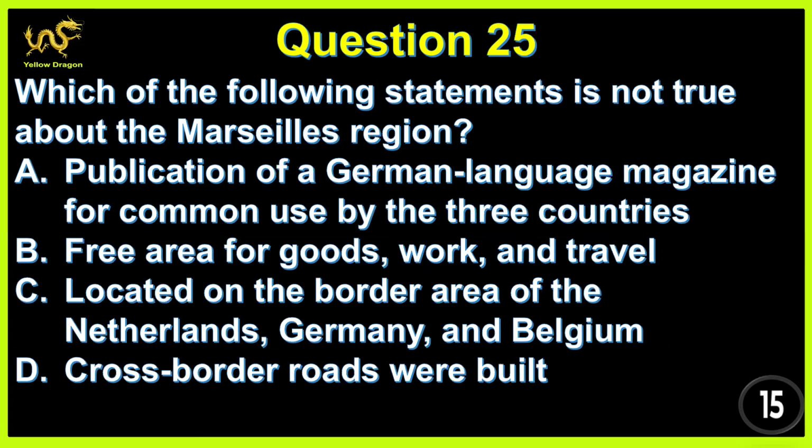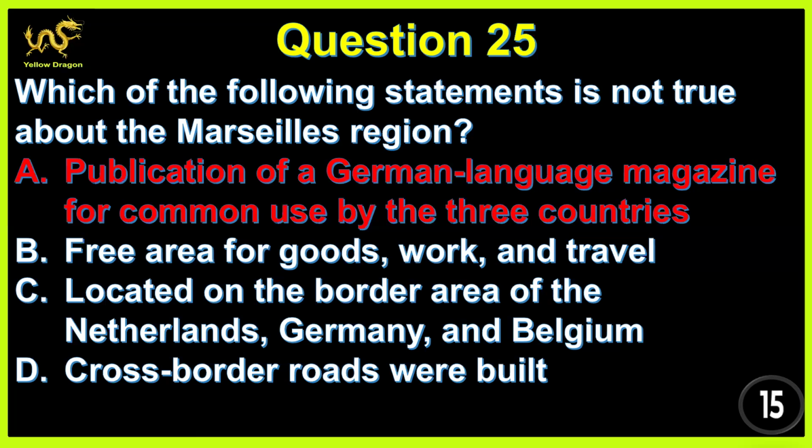Which of the following statements is not true about the Marseille region? A. Publication of a German-language magazine for common use by the three countries. B. Free area for goods, work, and travel. C. Located on the border area of the Netherlands, Germany, and Belgium. D. Cross-border roads were built. A. Publication of a German-language magazine for common use by the three countries.